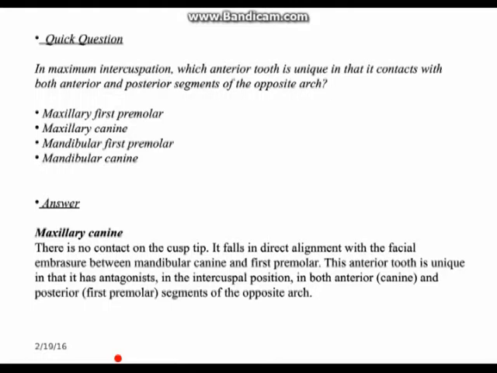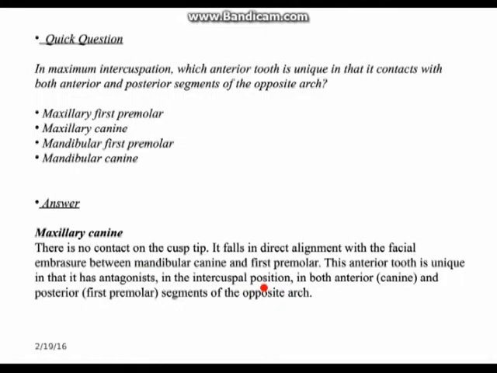Okay, good question. In the maximum intercuspation, which anterior tooth is unique in that it contacts both anterior and posterior segments? Now, if you guys answered this correctly, the answer is maxillary canine. Remember, maxillary canine, when it's in maximum intercuspation, is located between the mandibular canine and the mandibular first premolar. So, hence, it contacts anterior and posterior segments of the arch. You need to know that there's no contact on the cusp tip. It falls in direct alignment with the facial embrasure between mandibular canine and first premolar.